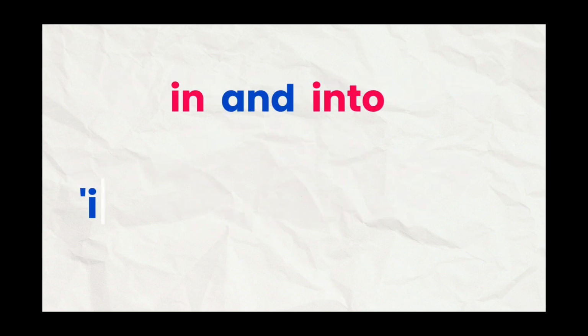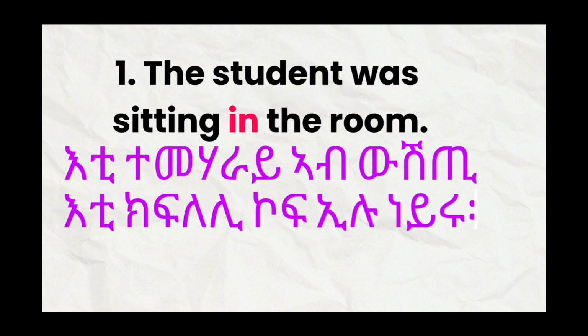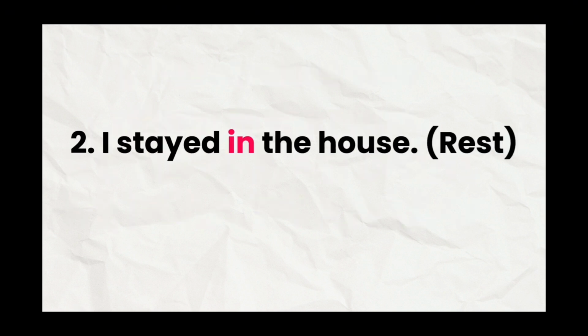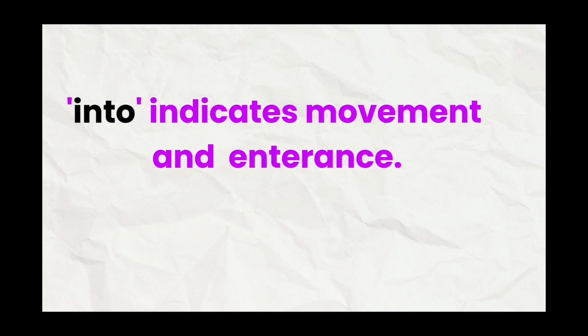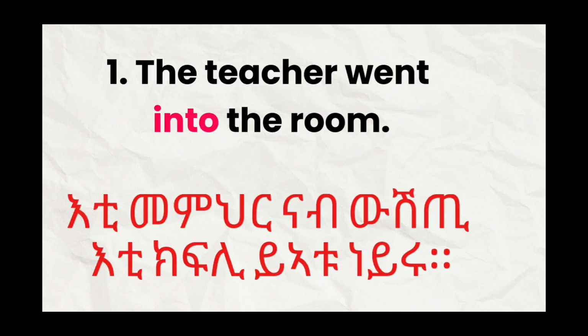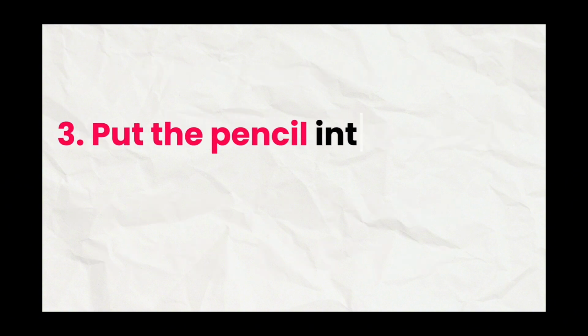In and into. In indicates position. Example. 1. The student was sitting in the room. 2. I stayed in the house. Rest. 3. There is a pencil in the box. Into indicates movement and entrance. Example. 1. The teacher went into the room. 2. I went into the house. Motion. 3. Put the pencil into the box.